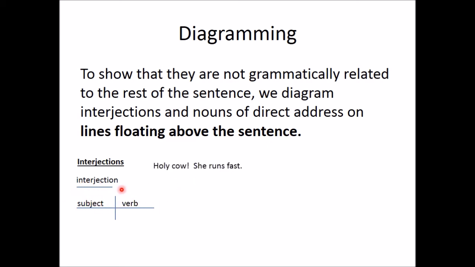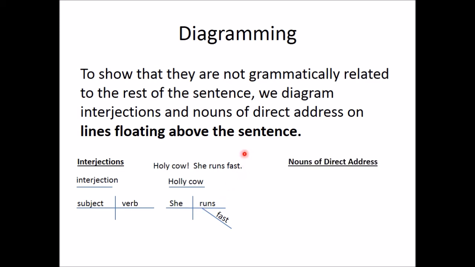So here's an example. Holy cow, she runs fast. Okay? Holy cow would be the interjection. So holy cow is going to go on a line above the actual sentence. She runs fast. Okay, so that is how you would diagram this interjection that goes with this sentence. Holy cow, she runs fast. And you would do it this way even if it were punctuated with a comma. Okay, so this just shows you that holy cow is not grammatically related to the rest of the sentence, and it's not affecting any other part of the sentence.